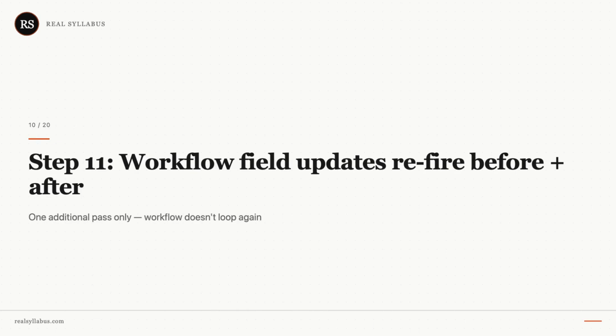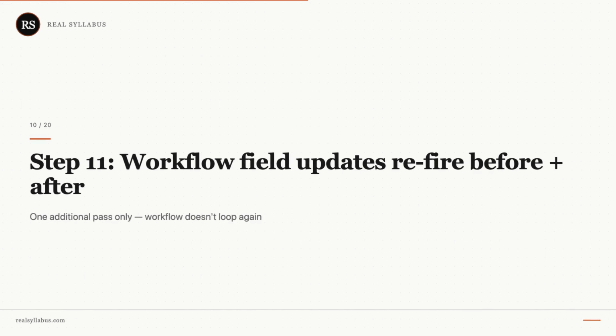Step 11 is the one that surprises most developers. If any workflow rule from step 10 produced a field update, Salesforce applies those updates to the record and fires before triggers and after triggers again, a complete second pass. This second pass does not cause workflow rules to reevaluate, so you won't get an infinite loop of workflow trigger passes. But you will get 2 complete trigger executions in a single save transaction. Your triggers must be written to handle this.